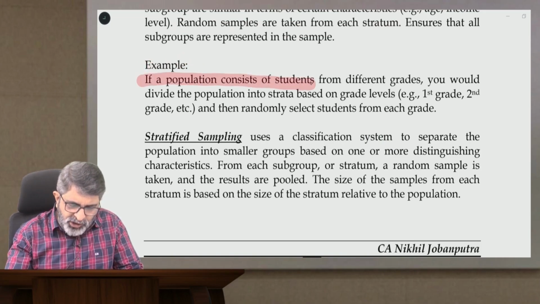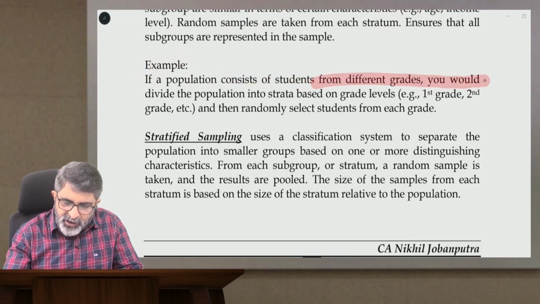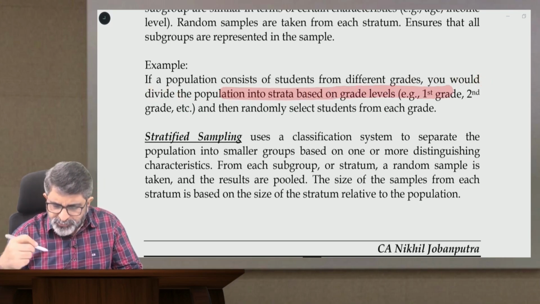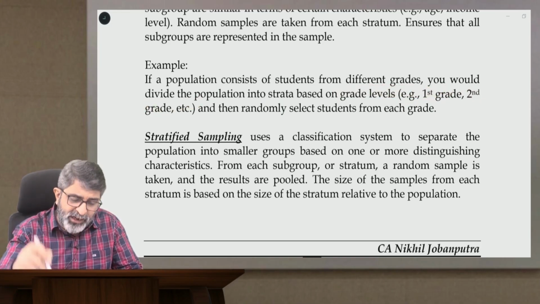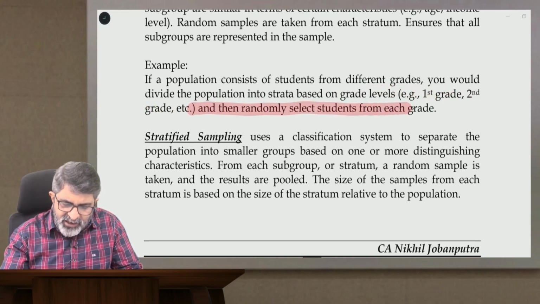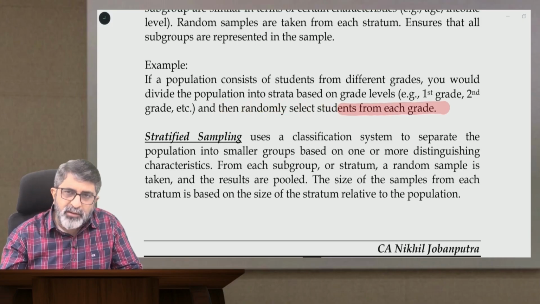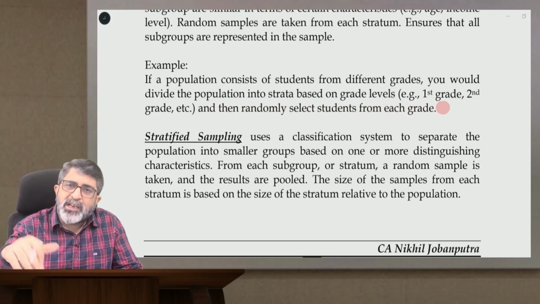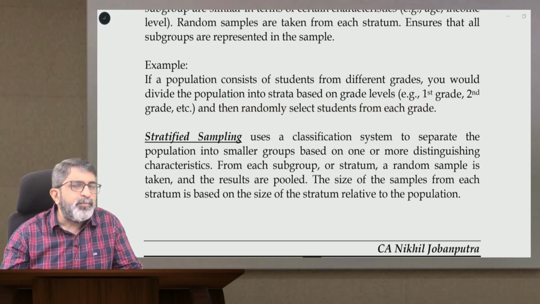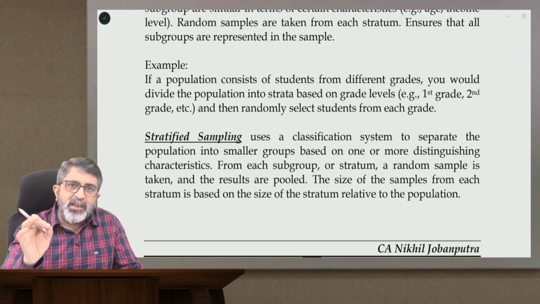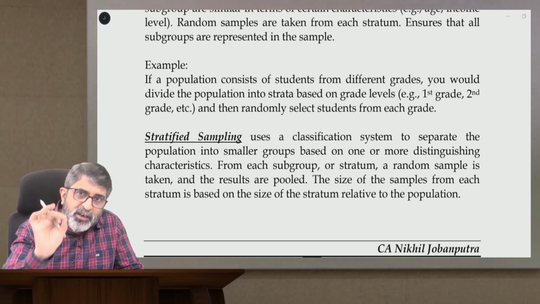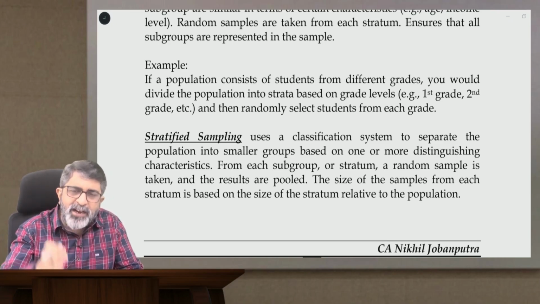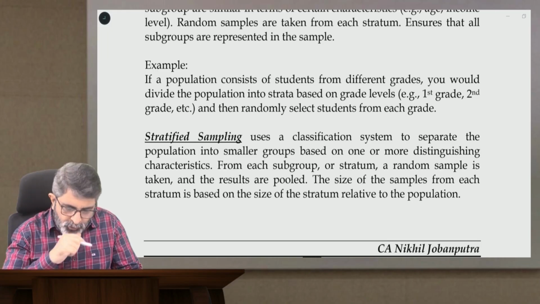Example, if a population consists of students from different grades, you would divide the population into strata based on grade levels, for example first grade, second grade, similar to that engineering example, and then randomly select students from each grade or each category. That could actually be stratified sampling, or in more technical terms you can call it stratified random sampling.